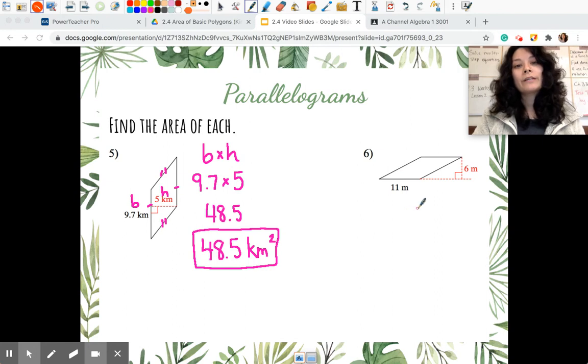Number 6 looks very similar to the first one that I showed you, where they're actually giving me my height on the outside of the figure, and then my base is right here.